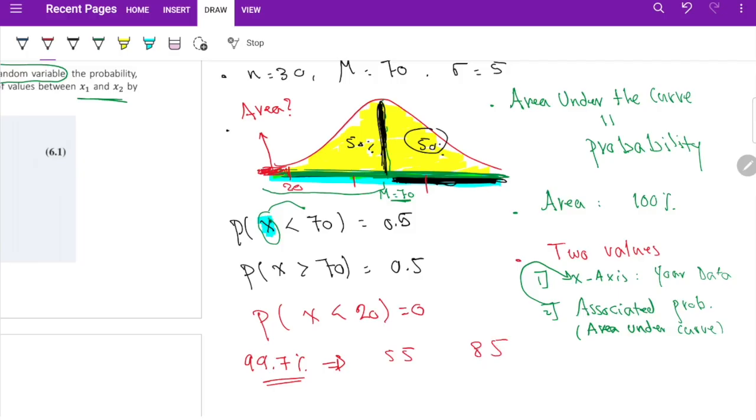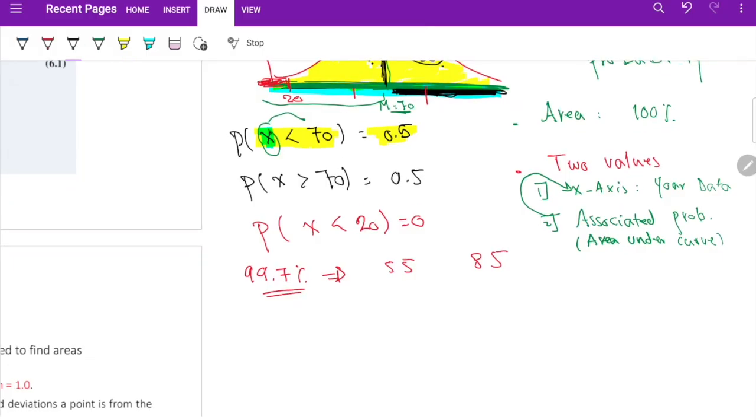So anything below 55, the probability is almost 0. Anything greater than 85, the probability is going to be 0. So that's why, if you ask me now, the probability is going to be 0. But actually, we will not use this intuition. We'll be using some formulas later. But I'm trying to explain the idea of making connections between two things, the x and the probabilities.